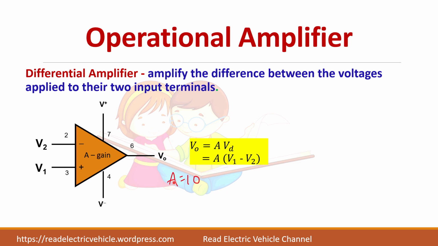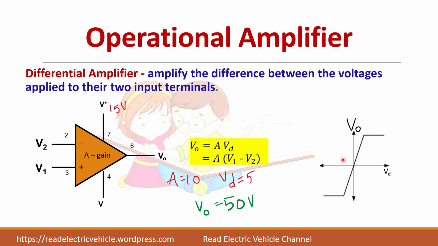For example, let us take this A, that is the gain of this operational amplifier, as 10 and this Vd, difference in input voltage, is 5 volt. In such a case, V0 will be some 50 volts. But what I told earlier, op-amp output cannot exceed the power supply voltage. So here I am giving a supply voltage of plus 15 here and minus 15 here.